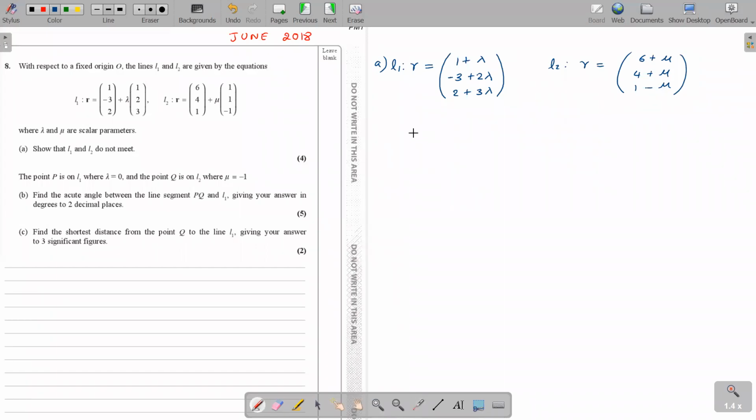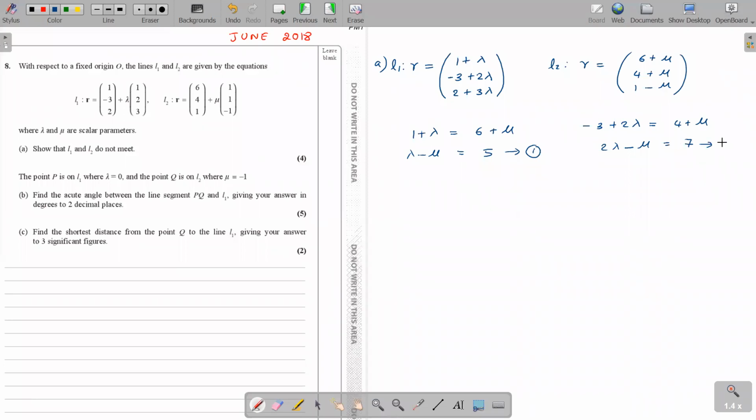Okay, so let's take the first equation. 1 plus lambda equals 6 plus mu. This is equating the x coordinates. So I end up getting here lambda minus mu is 6 minus 1, which is 5. So this is the first equation. The second equation I'm going to get by equating the y coordinate. -3 plus 2 lambda equals 4 plus mu. So I get here 2 lambda minus mu equals 4 plus 3, which is 7.